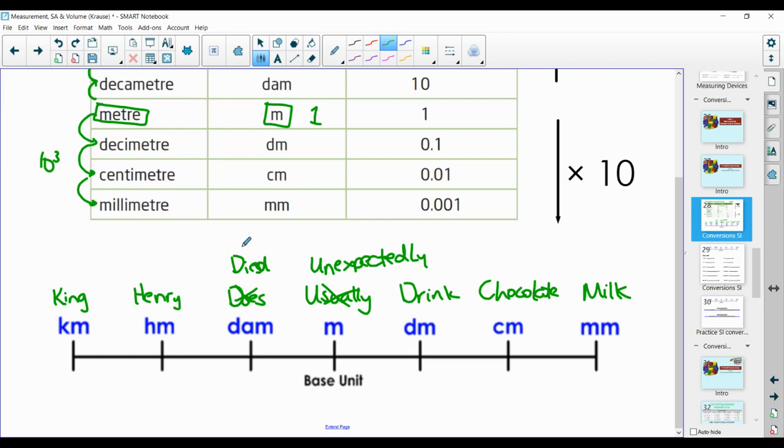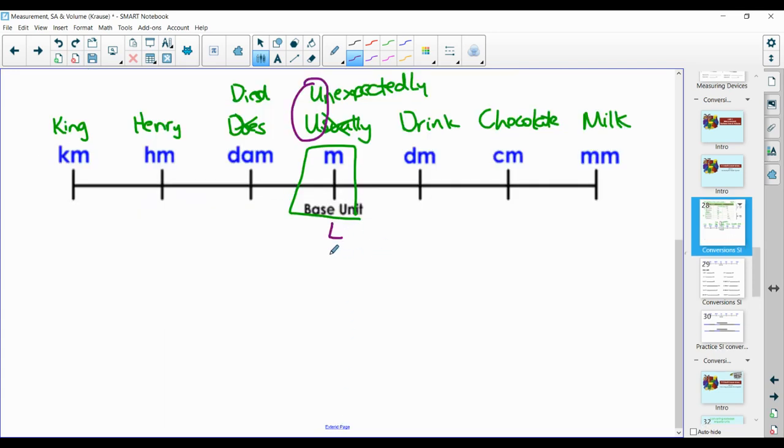Now, looking at the metric system, if I want to move from my base unit to any of my other points on the metric system, I just have to count my jumps. Now, you might be asking, well, why did she say unexpectedly? Can't she see that that's meters? Well, the reason we use a U is because this stands for our base unit. So the metric system can work whether we're talking about meters or liters or grams or any other unit in the metric system.